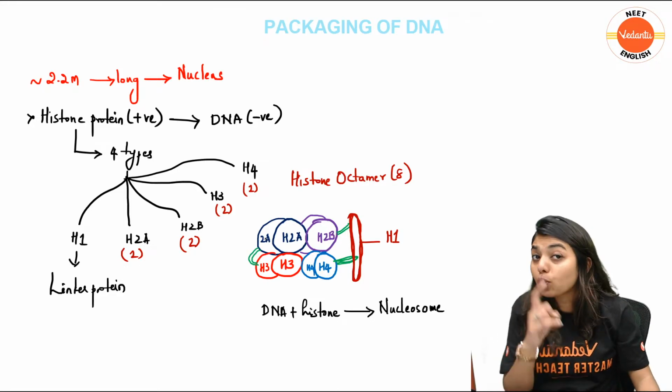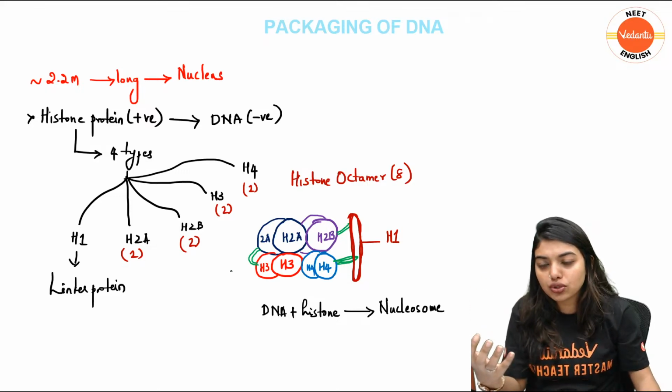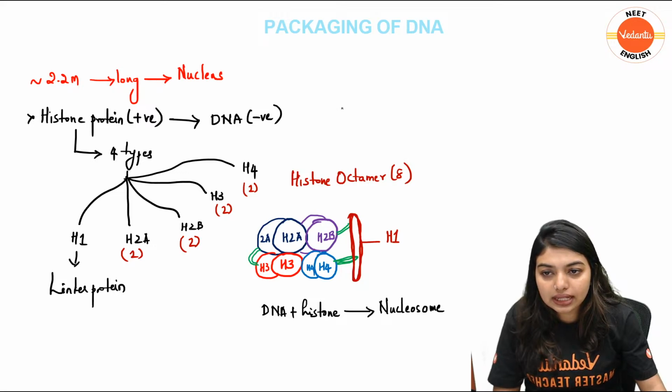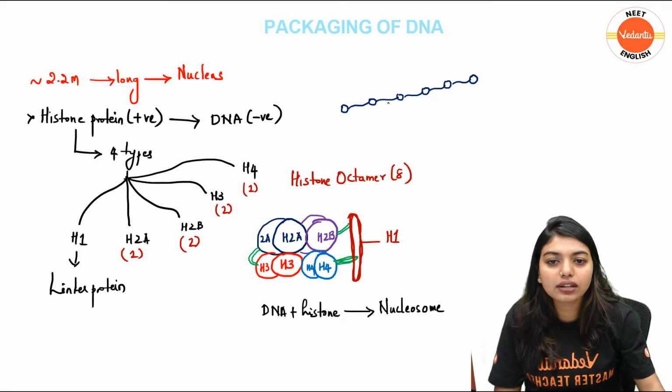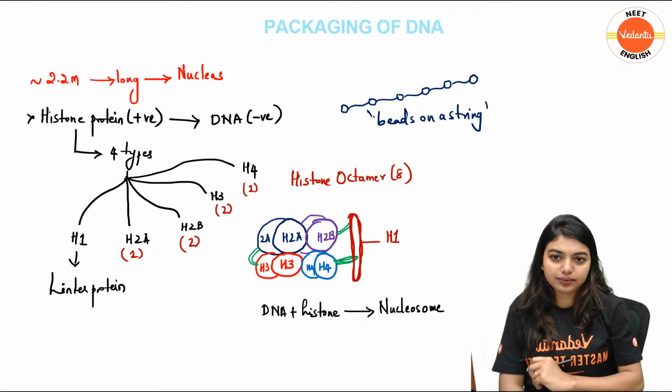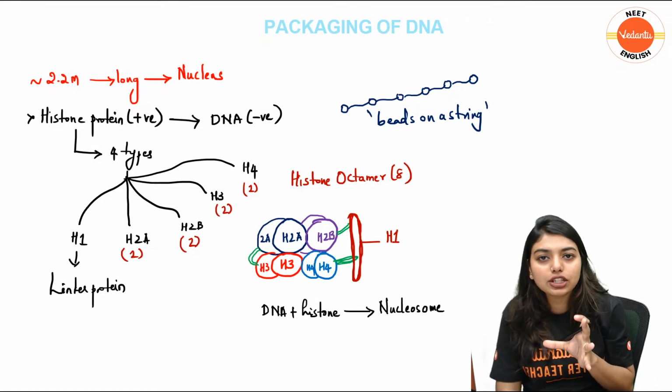Now students, not one nucleosome will be there. Many nucleosomes will be there. So how will they look? They will look something like this. So one nucleosome, DNA, nucleosome, DNA, nucleosome, DNA. Like this, it will look under the microscope like beads on a string. Beads on a string structure. Clear? So this is how the packaging of DNA happens.